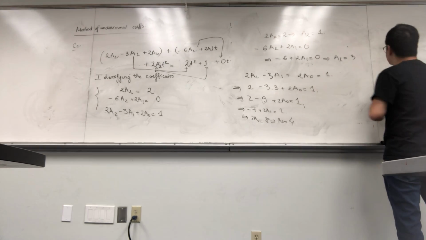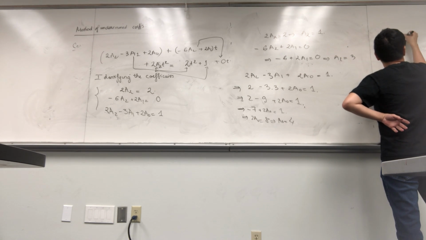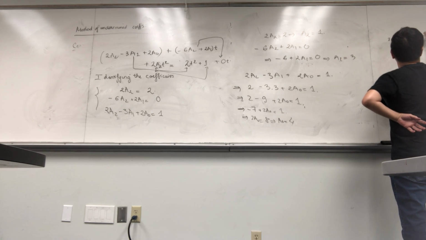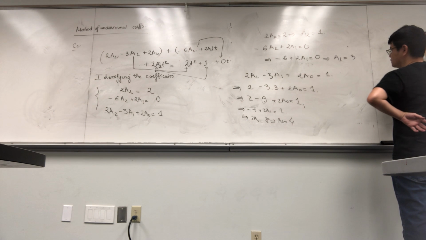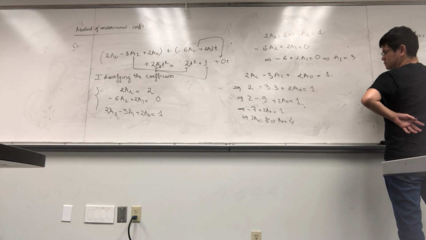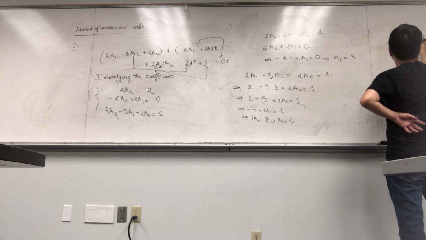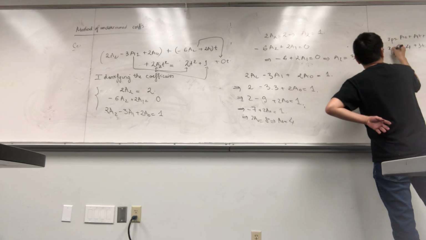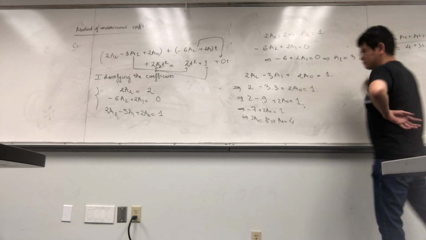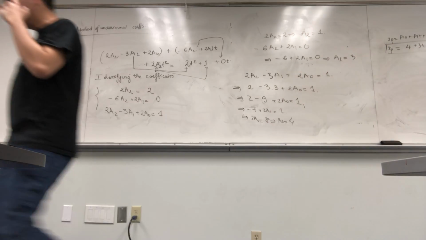Now xp will be a0 plus a1t plus a2t squared, plus 3t plus t squared. Right, this is the particular solution.